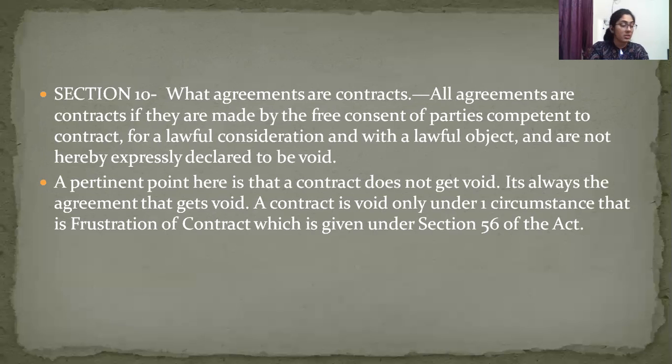Okay, so what agreements are contracts? What kind of agreements are known as contracts? All agreements are contracts if they are made by the free consent of parties competent to contract, for a lawful consideration with a lawful object, and are not hereby expressly declared to be void. Basically, section 10 talks about lawful consideration. If I say that I have a chartered plane and I want to sell it for 1 rupee, it's not a lawful consideration.